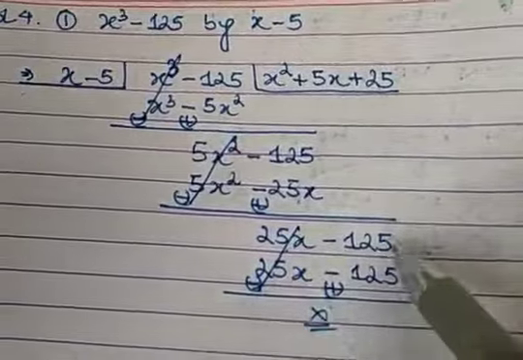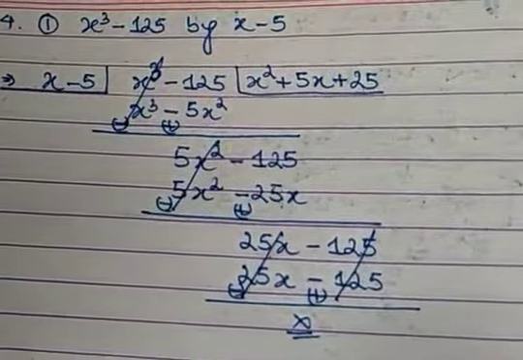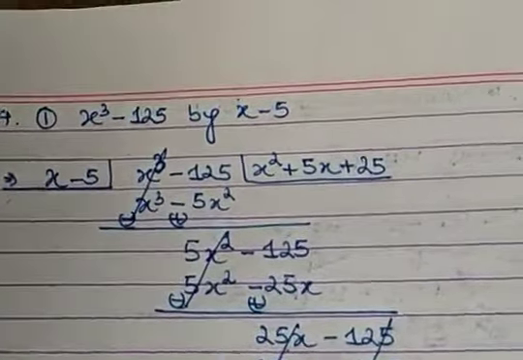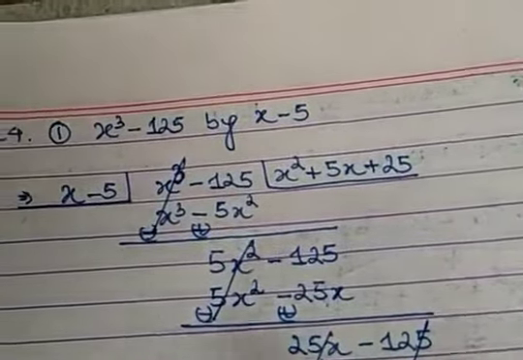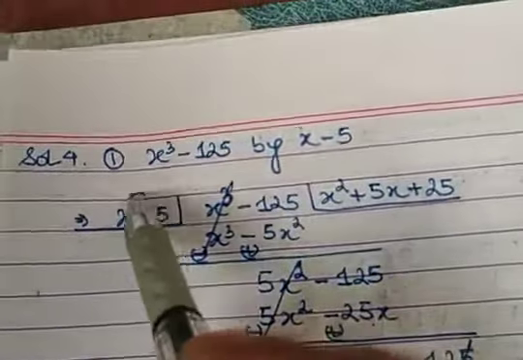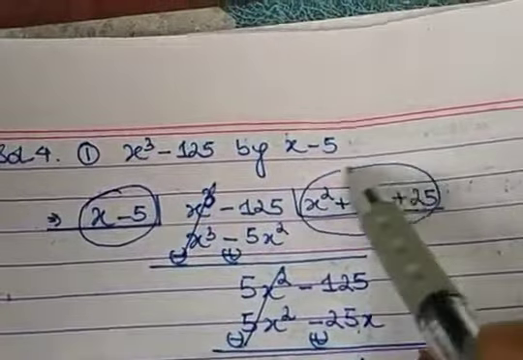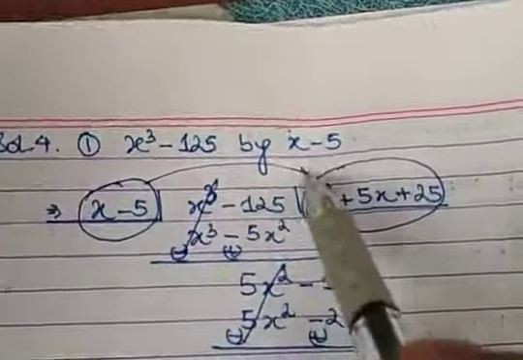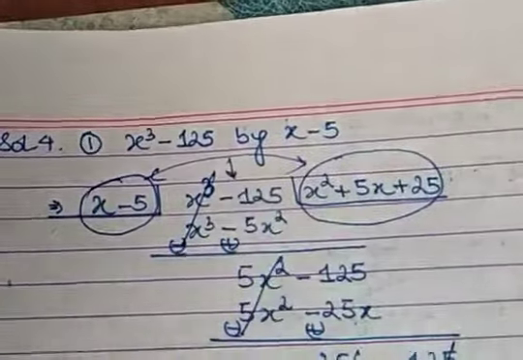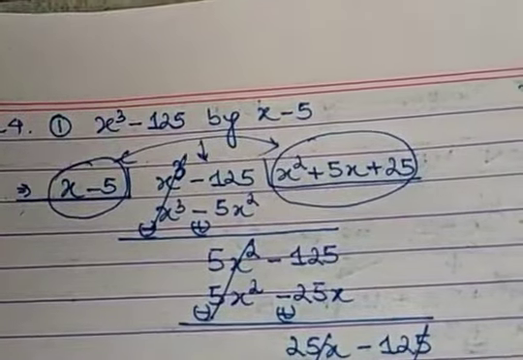So same terms, opposite signs, they are cancelled, and we got our answer. And when you multiply the divisor and the quotient, as I have already said, you will get the dividend. That is how you can check answers as well, isn't it?